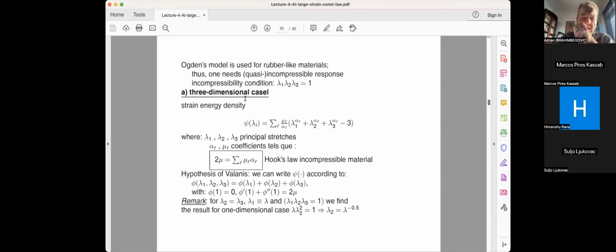Okay, when that is done, I can now comment on different choices for this free energy function. So as I already said, the most general case of 3D is given here with the restriction that the sum of these mu_r alpha_r has to be equal to 2 mu, so it can cover incompressible material.